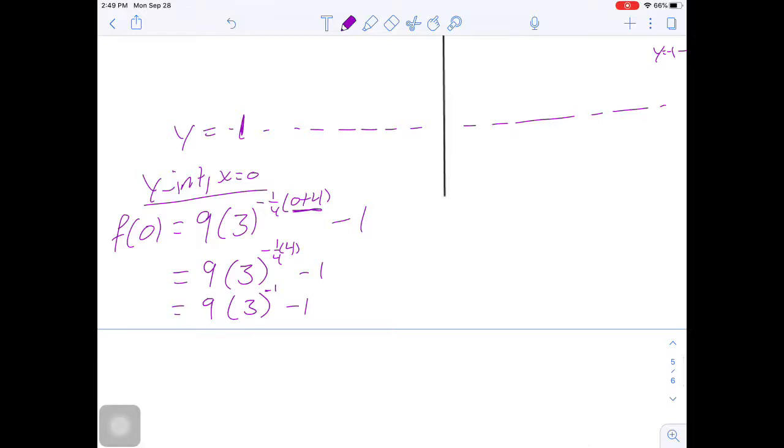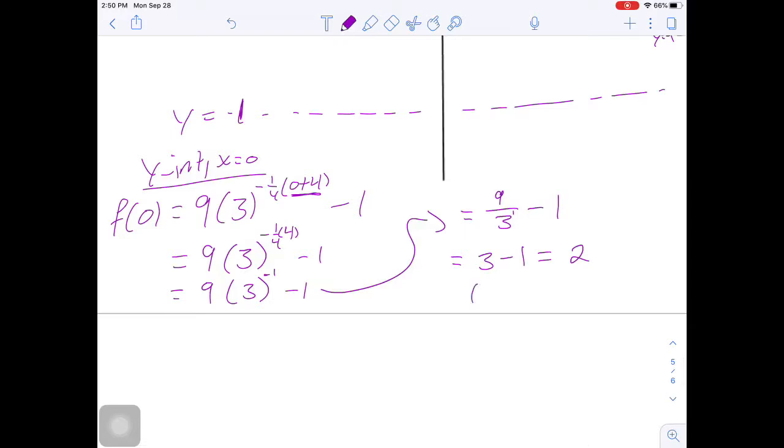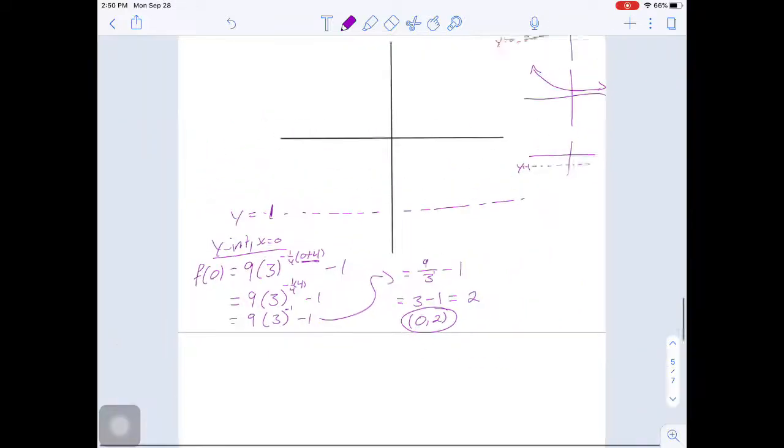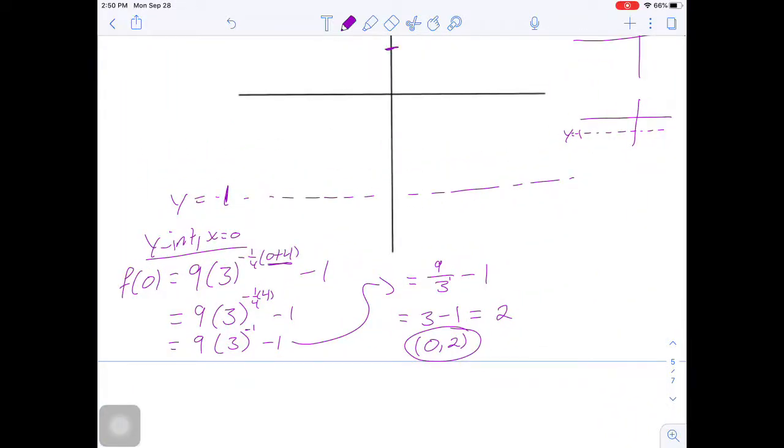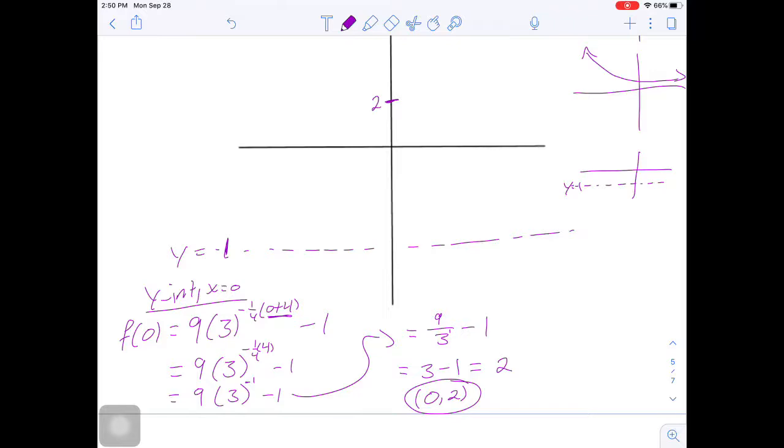Okay. And now we can bring this up here. What I'm going to do here is this has a negative exponent, so I'm going to take the inverse and make that exponent positive. So this will be 9 divided by 3 to the power of positive 1, subtract 1. So this is some exponent laws I just used. Okay. 9 divided by 3 gives me 3, subtracting 1, which will equal 2. Okay, so there's my y-intercept. I have 0 and 2. So it looks like my y-intercept actually is above the x-axis, which is okay, at positive 2 here.